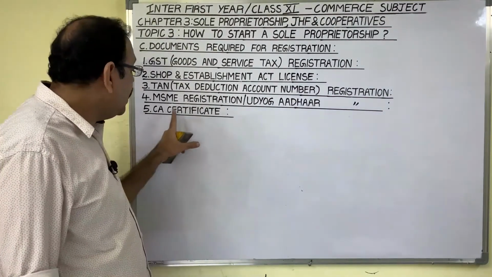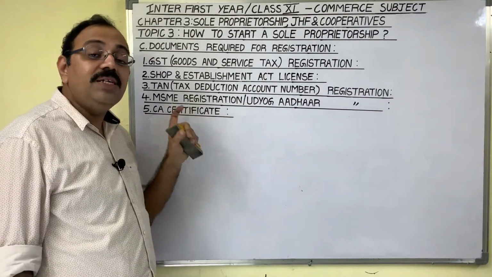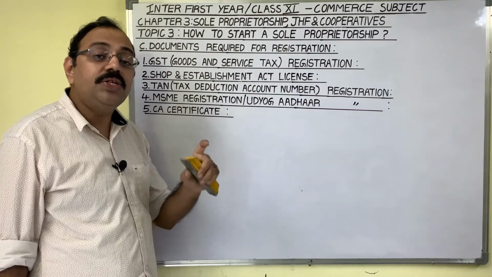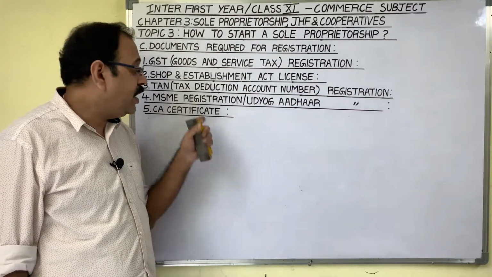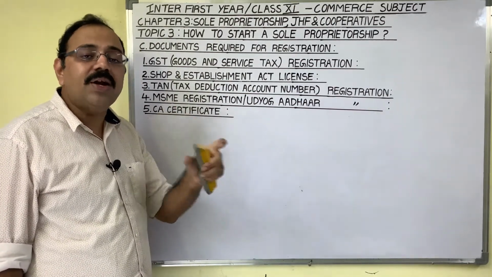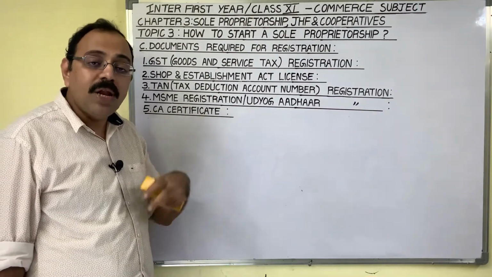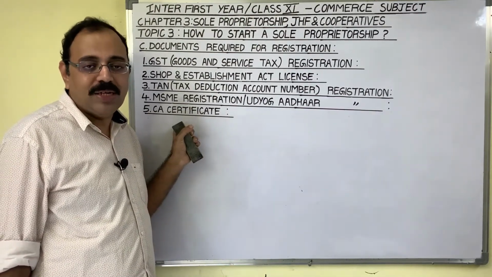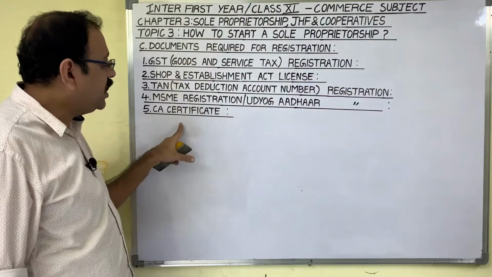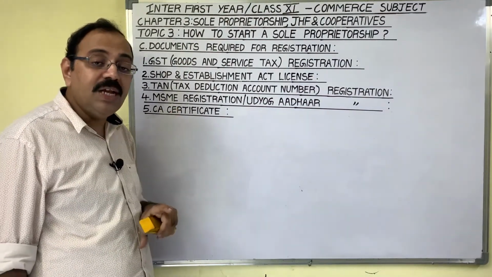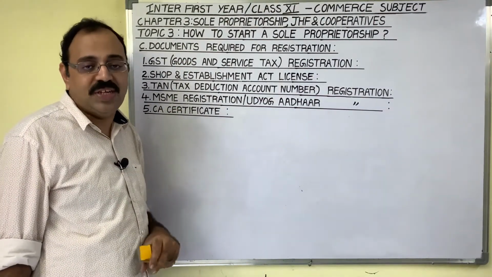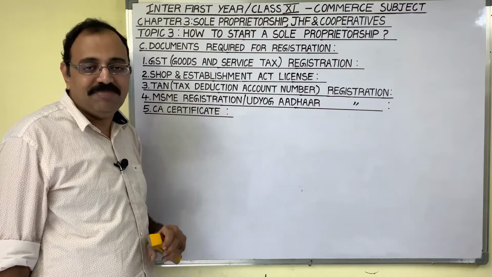Fifth one is CA certificate. A certified chartered accountant must authorize your business unit. You can get this document from any chartered accountant. They collect some nominal fee for issuing this document. In addition to these 5 certificates, in some special cases you need some more registrations. Let us see about them.